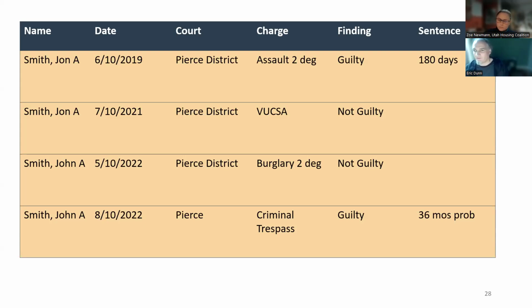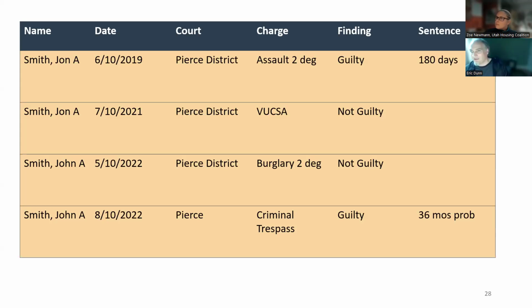And if you look at what his screening report is, it's a pretty bad rap sheet. I mean, he's got multiple crimes. He's got an assault. He's got VUXA. That's a violation of the Uniform Controlled Substances Act. So that's basically a drug offense. He's got burglary and then criminal trespass on top of that.